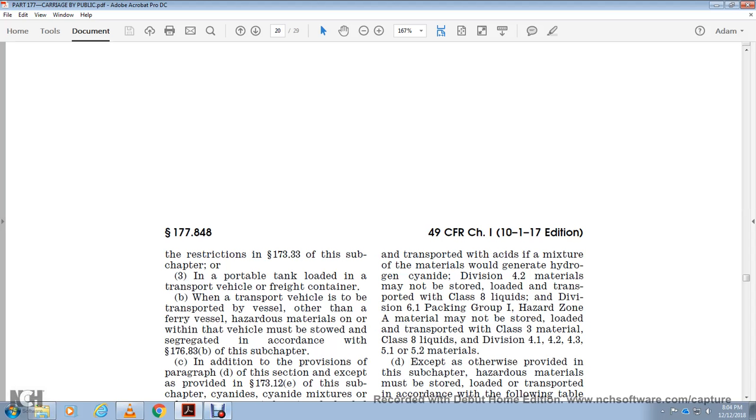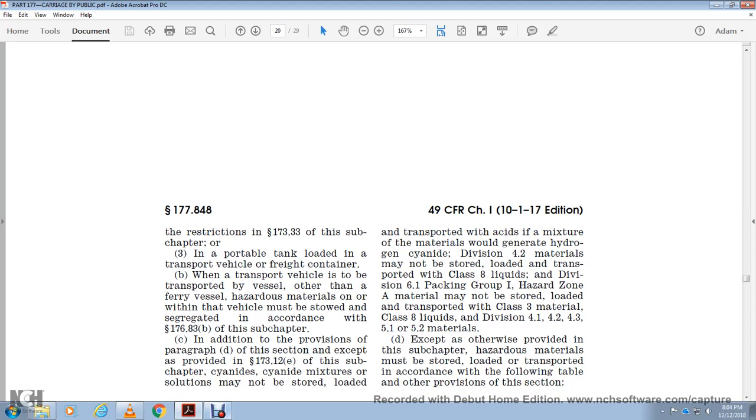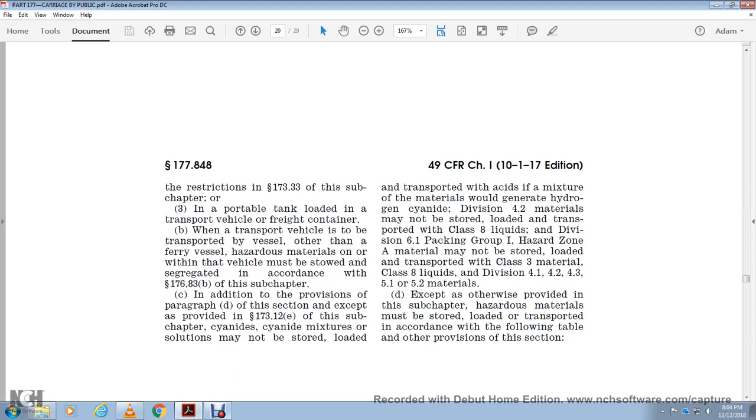Except as provided in section 173.12(e) of the subpart of the subchapter, cyanide mixtures and solutions may not be stored, loaded, and transported with acid mixtures, as the material would generate hydrocyanic acid. Division 4.2 material may not be stored, loaded, or transported with Class 8 liquids with Division 6.1 packaging group I. It may not be stored or loaded with Class 3 material, Class 8 liquids, or Division 4.1, 4.2, 4.3, 5.1, 5.2 materials.